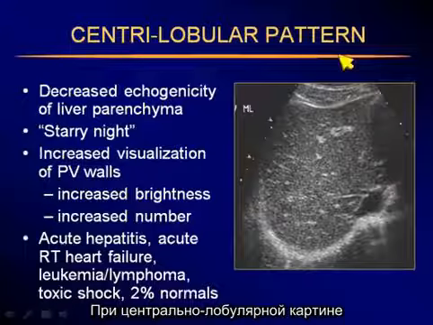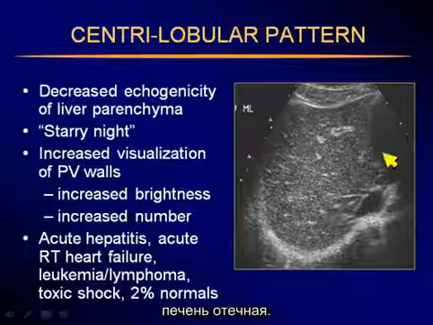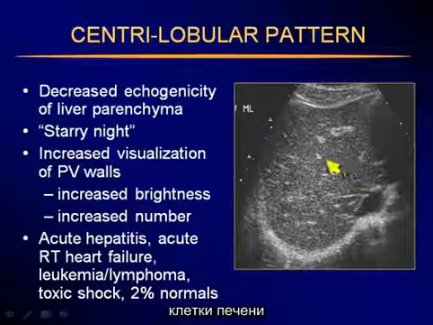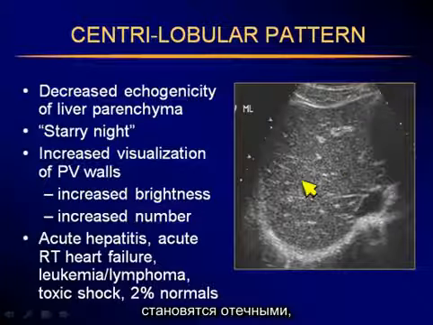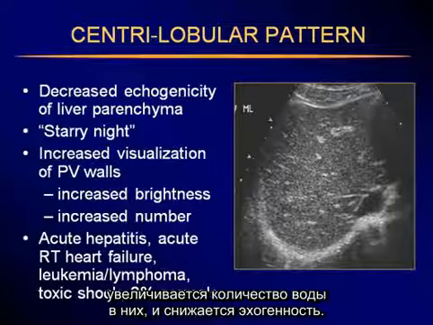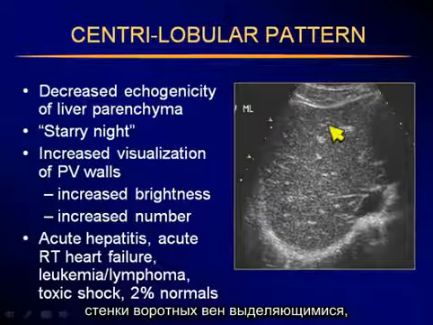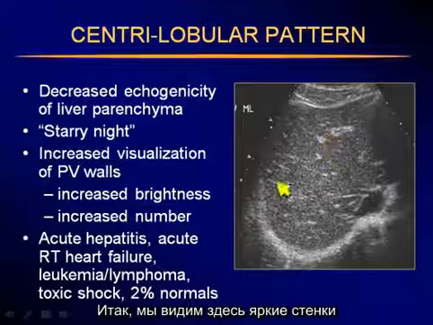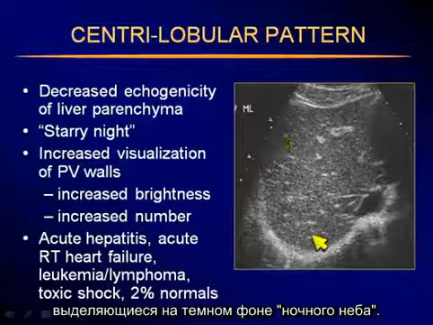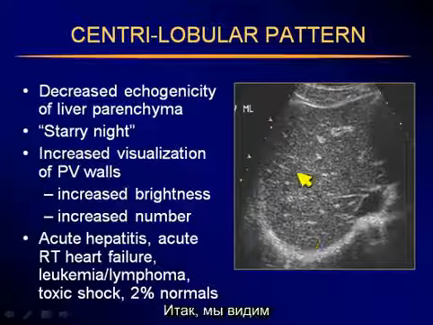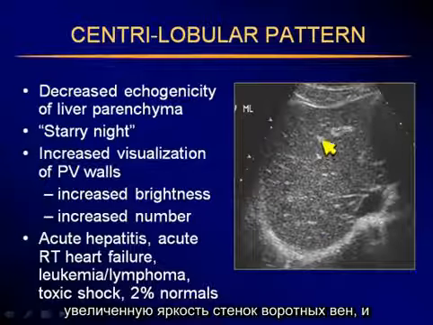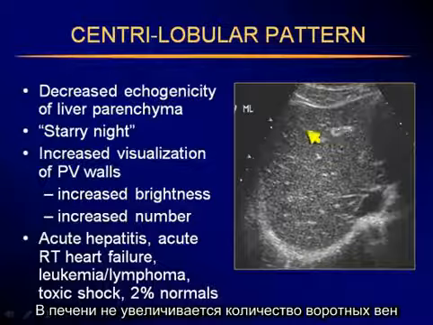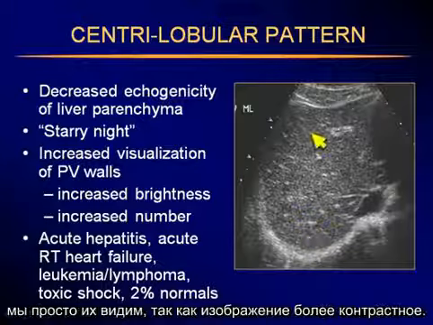In the centrilobular pattern, what happens is the liver is edematous, so that the parenchymal cells, the sinusoids, the hepatic cells, become edematous, increase in water, drop their echogenicity. Okay? And that makes the portal vein wall stand out, giving it a starry night appearance. So you have these bright walls standing out in a dark background of the night sky. So what we see is increased brightness of the portal vein walls, and we seem to have more portal vein walls. Now the liver does not make more portal veins, it's just that we see them because now we have more contrast.